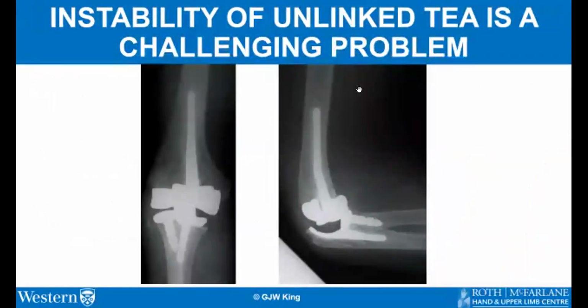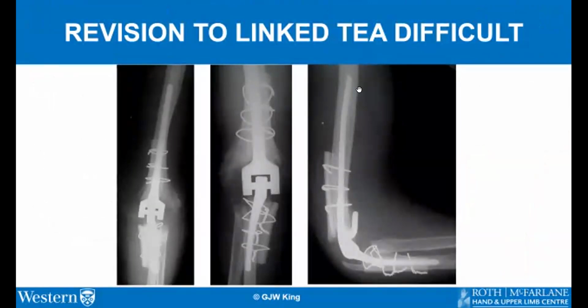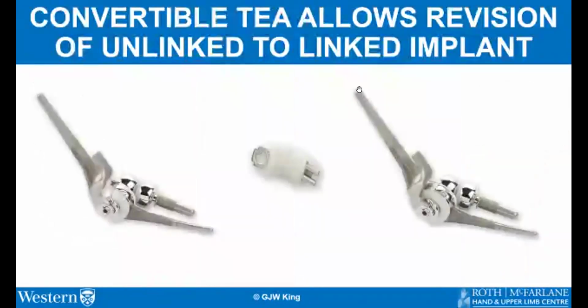Instability of an unlinked total elbow arthroplasty is a challenging clinical problem when it occurs. This is the reason why many surgeons have moved away from using unlinked implants, because revision was quite difficult, requiring removal of the stems. With the advent of convertible total elbow arthroplasty, revision of an unstable unlinked arthroplasty becomes quite a bit easier, and therefore may increase the indications to use an unlinked device.